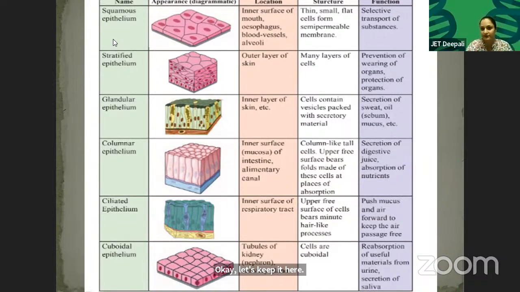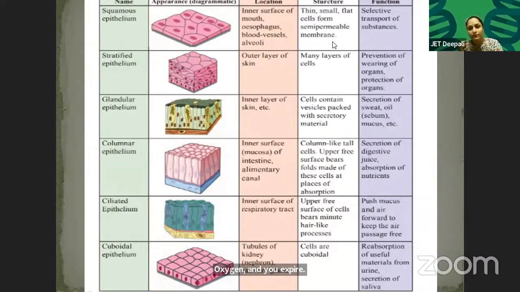Table kind of form. In this table, mainly the things are covered. Squamous epithelium. See the diagram of squamous epithelium. Location: inner surface of mouth, esophagus, blood vessels, alveoli. Structure: thin, small, flat cells form a semi-permeable membrane. Why semi-permeable membrane? To perform the function of osmosis and exchange of gases. Why in alveoli? Because of exchange of gases: you inspire oxygen and you expire carbon dioxide.